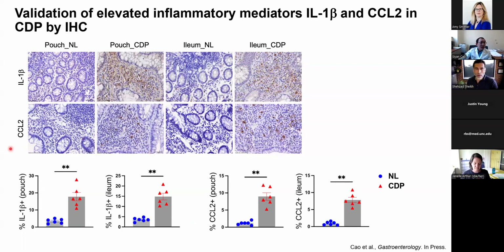Besides single cell analysis, we also collected paraffin-embedded blocks from an independent cohort of patients with CDP and normal controls. Here we performed immunohistochemistry to validate our findings. We show that there is upregulation of both interferon, IL-1 beta, and CCL2 in the CDP tissues as compared to normal controls.